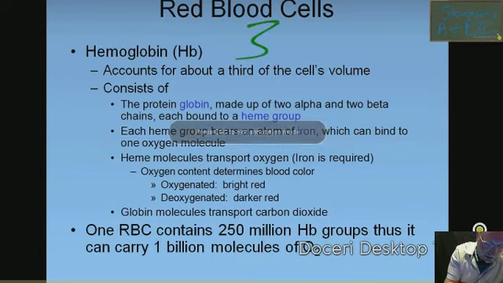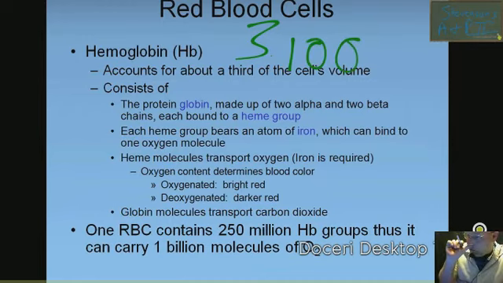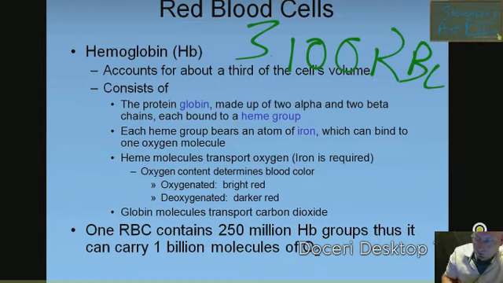Question 3. Okay. How many molecules of oxygen could 100 red blood cells carry? How much oxygen could 100 red blood cells carry? If one could carry 1 billion, how much oxygen could be carried?